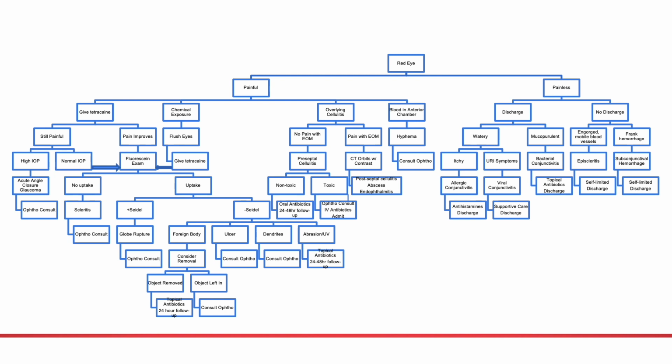Whereas the painful eye is going to be a little bit more complicated. We use tetracaine, we look at whether there's an infection on the outside, whether there's blood in the anterior chamber, and whether it improves with tetracaine is going to be something important. It's going to help you with what layer the eye's irritated in. So this is something that you could use to help you figure out whether or not you need to actually consult ophthalmology or where you might be going afterwards.